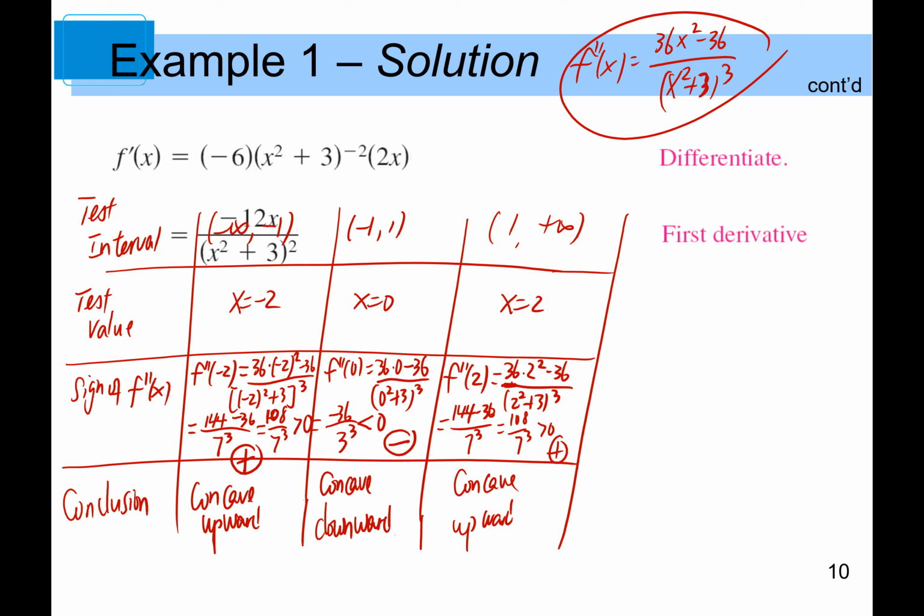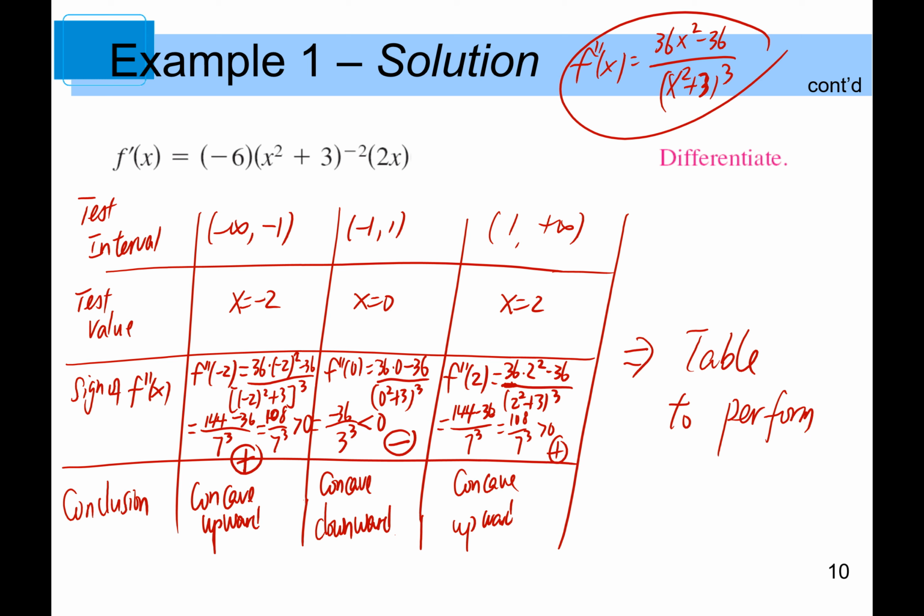Okay, so that's pretty much it. So we figured out the concavity for each interval, and the table is the best way to perform the test for concavity.